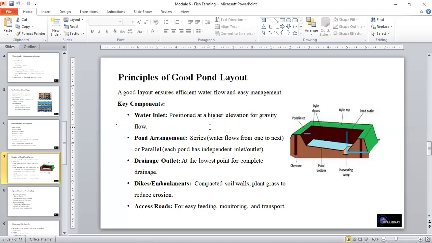It could be in series, where water flows from one to the next, or it could be in parallel, where each pond has independent inlet and outlet. Then also drainage outlet. It should be at the lowest point for complete drainage. For dikes and embankments, compacted soil walls, plant grass to reduce erosion. For access road, there is need for easy feeding and monitoring and transport.